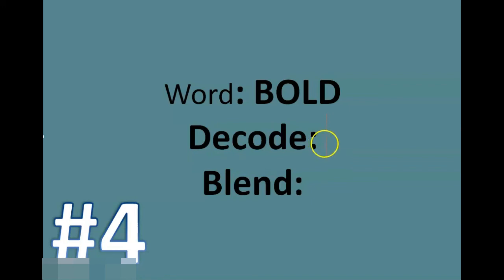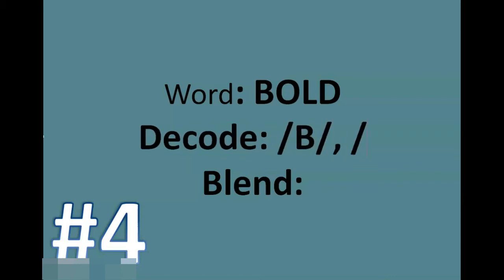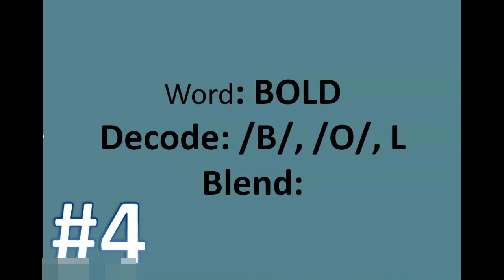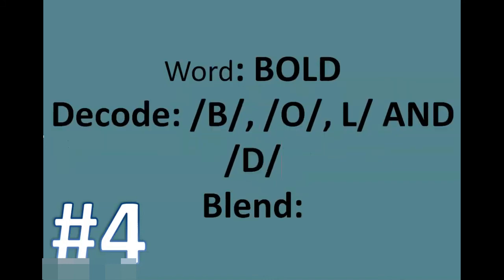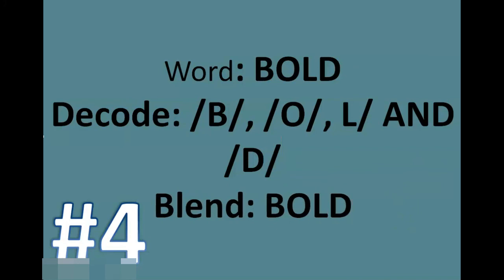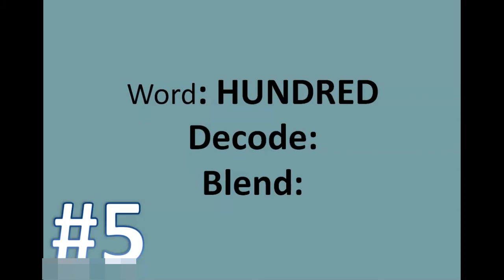So let's practice decoding B, O, U, and D. Bold. B, O, U, D. Bold. Bold. Isn't this so easy? Come on, let's take the last example to practice.